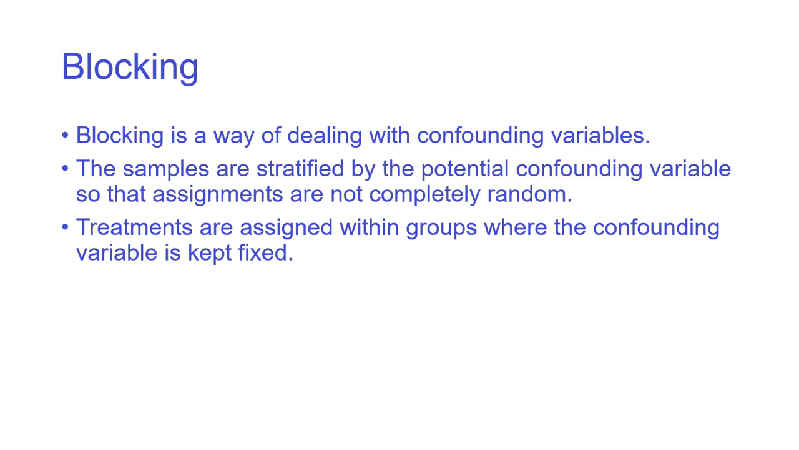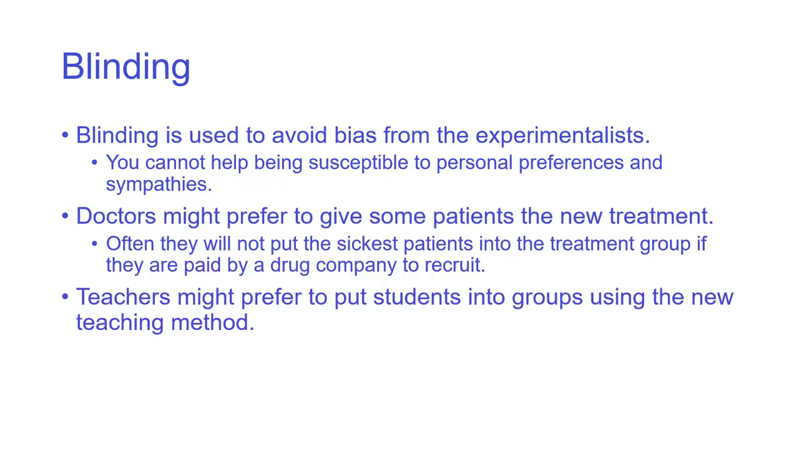So stratification, you can make it as complicated as you want, but the more blocks you have, the more complicated your design becomes, and the more experiments you have to carry out, the more participants you need. So treatments are assigned within the groups to keep the confounding variable fixed. So you have different treatments within plots of similar soil types.